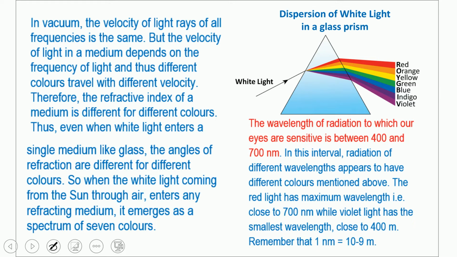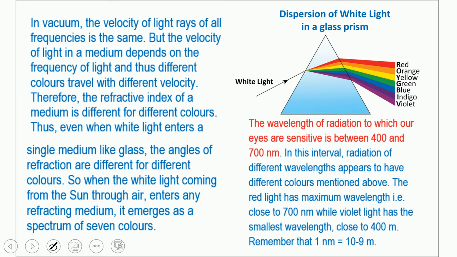Now, while telling about it, in vacuum, what is the velocity of the light? It is 3 into 10 raised to 8 meters per second. You know that the velocity of a ray of all frequencies is the same. So in vacuum there is no dispersion, only white light will be there, because all colors are passing with the same velocity.